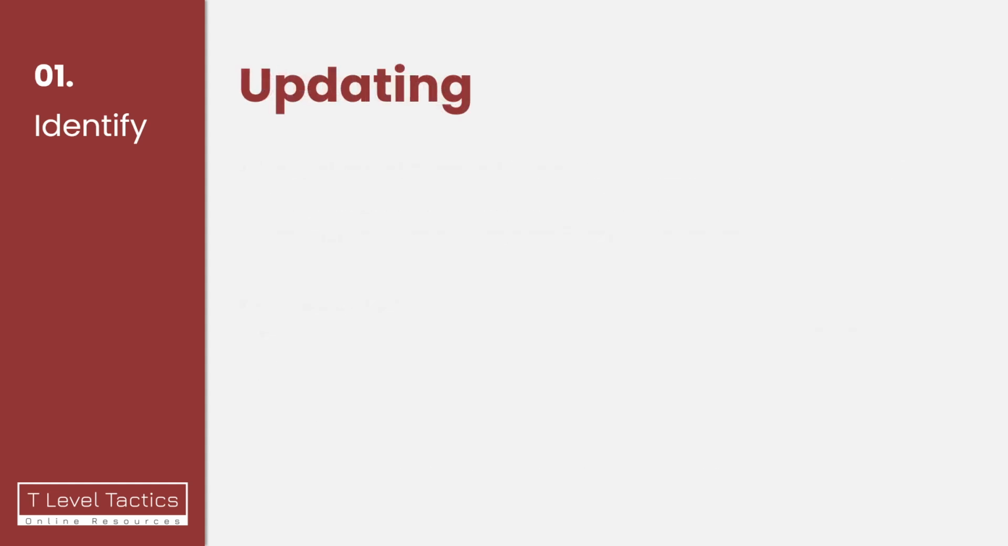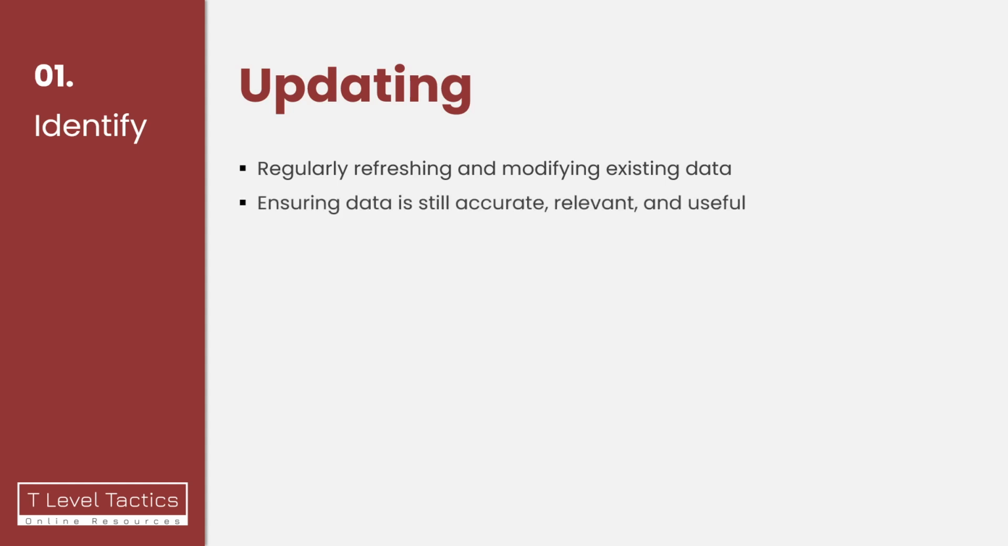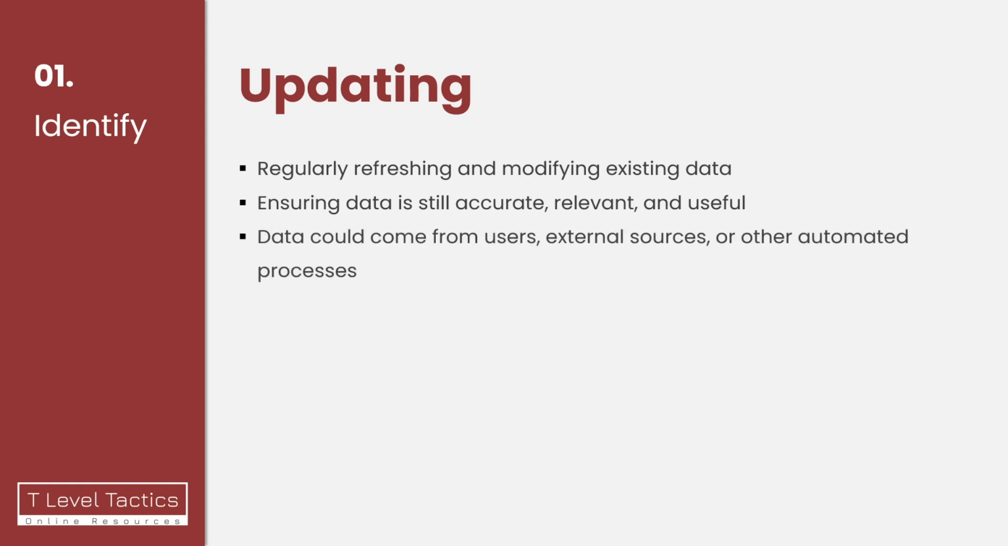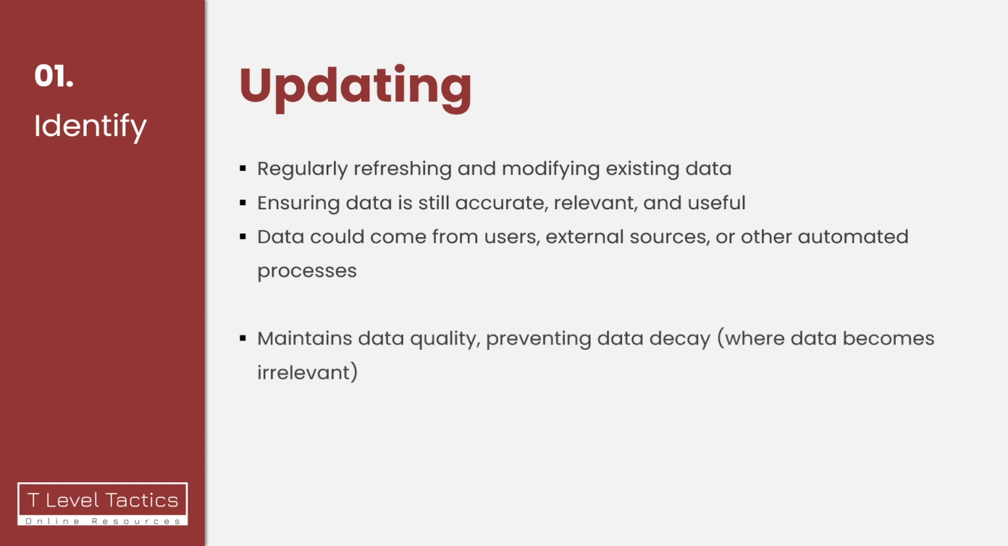Updating data is regularly refreshing and modifying existing data, ensuring the data is still accurate, relevant, and useful. And new data could come from users, external sources, or other automated processes. Updating our data maintains the data quality, preventing data decay, which is where data can become irrelevant. And it keeps the data accurate and high quality.